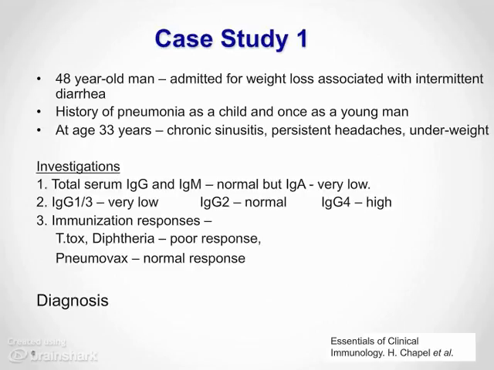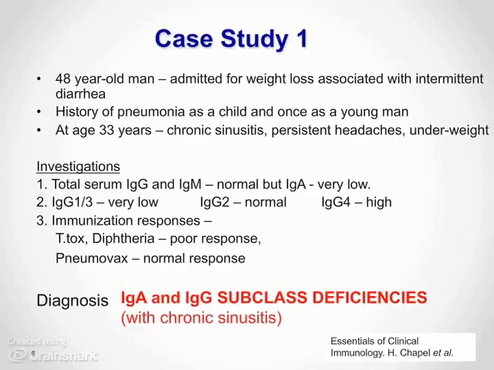The lab tests included total serum IgG and M, which were normal, but his IgA was very low. Subclass testing: IgG 1 and 3 were very low, IgG 2 was normal, and IgG 4 was high. His vaccine responses to tetanus toxoid and diphtheria were poor, and Pneumovax was a normal response. His diagnosis was IgA and IgG subclass deficiencies with chronic sinusitis.